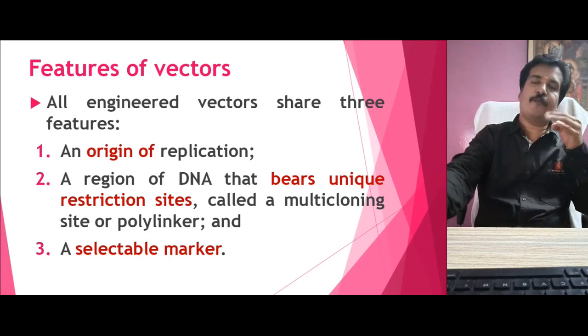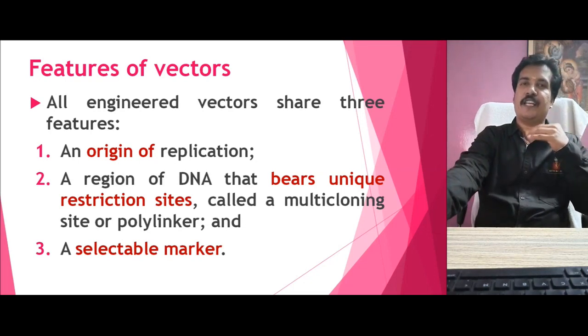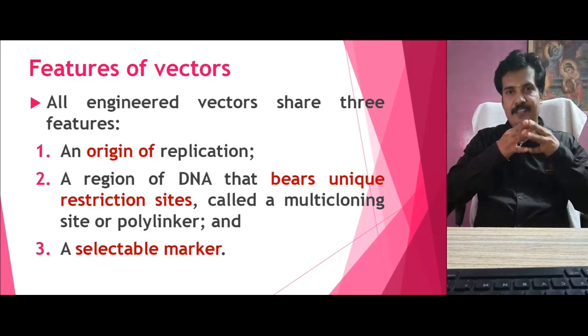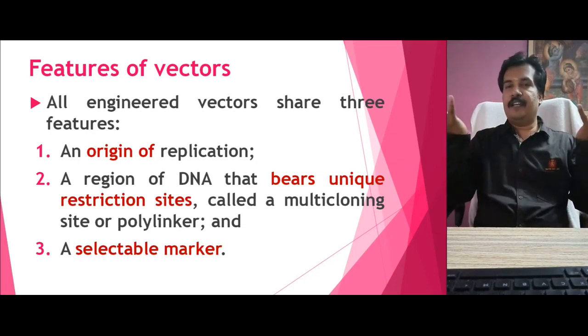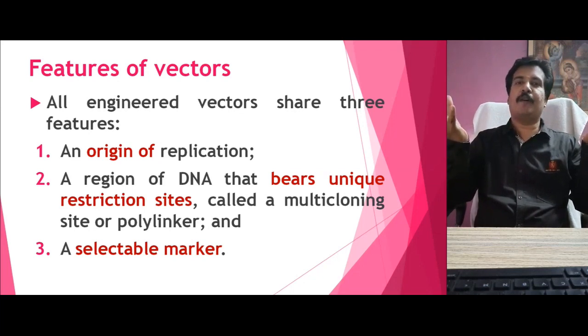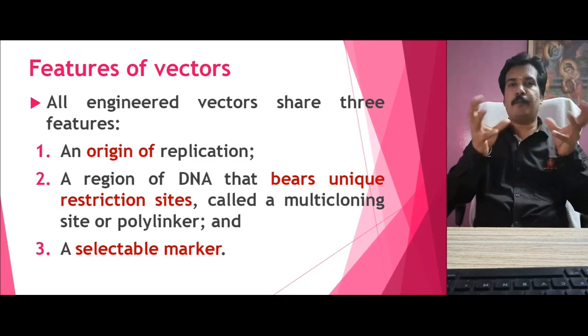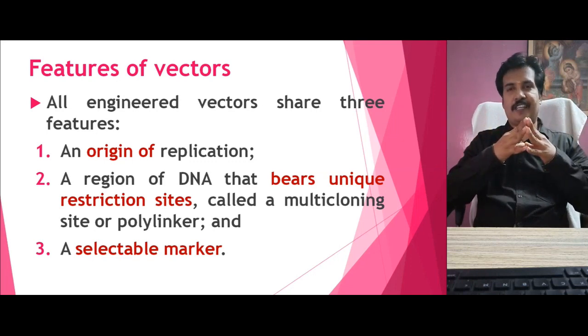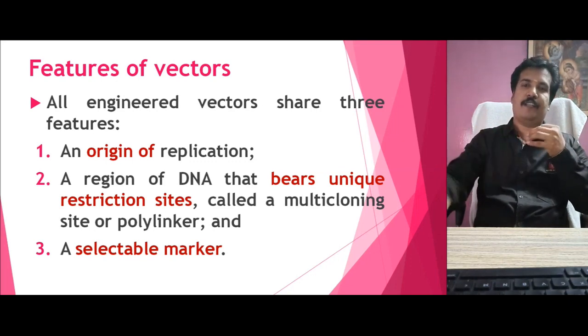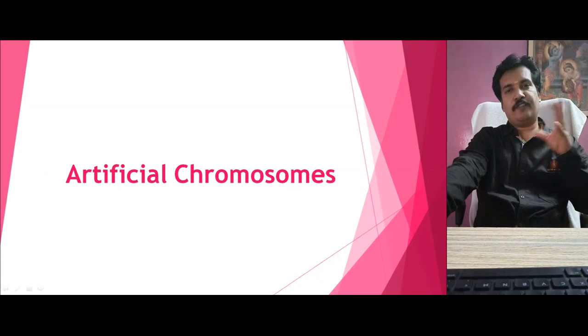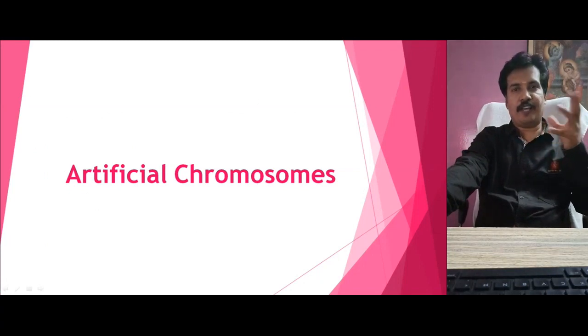Third, once I have inserted a foreign DNA, I have to identify the vector which contains the inserted DNA molecule, as opposed to the wild one. This difference can be identified with the help of a selectable marker. These are the three prominent features a vector should carry: an origin of replication, the restriction site, and a selectable marker. Based on this, all the vectors have been grouped.